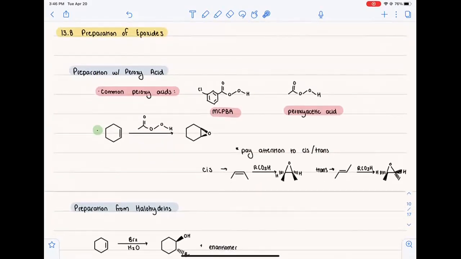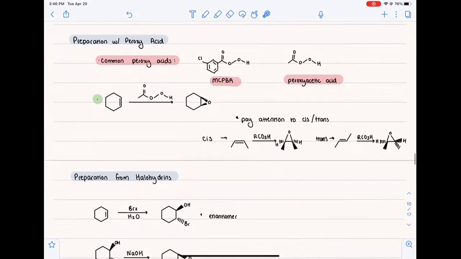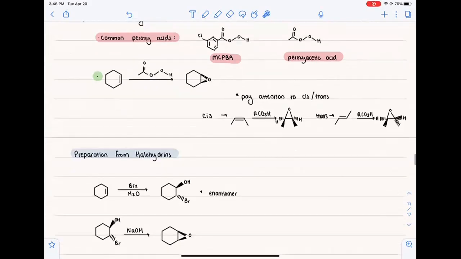We prepare with peroxy acid, and there are 2 types of peroxy acids that your book mentioned, and they are MCPBA and peroxy acetic acid. That is what they look like, and pretty much they form that epoxide, which you guys already know, because you told me that you did.